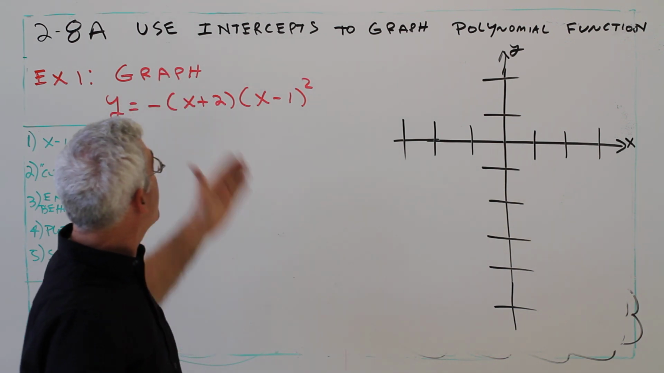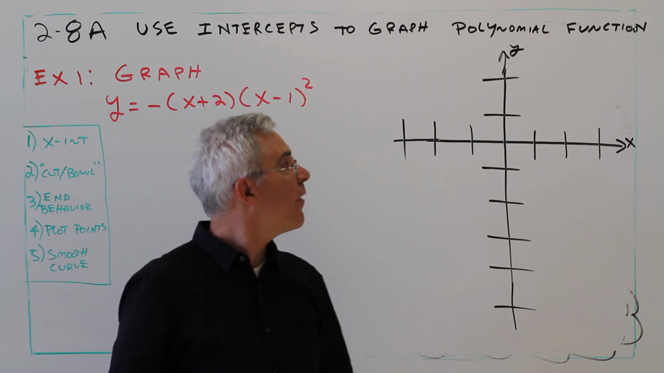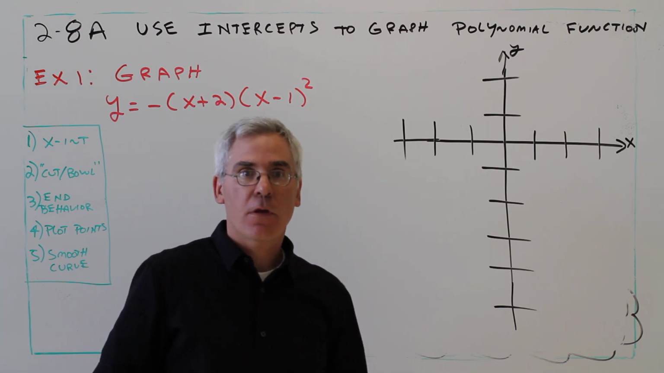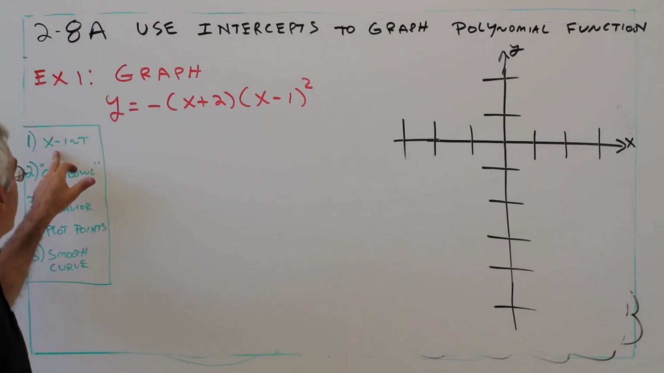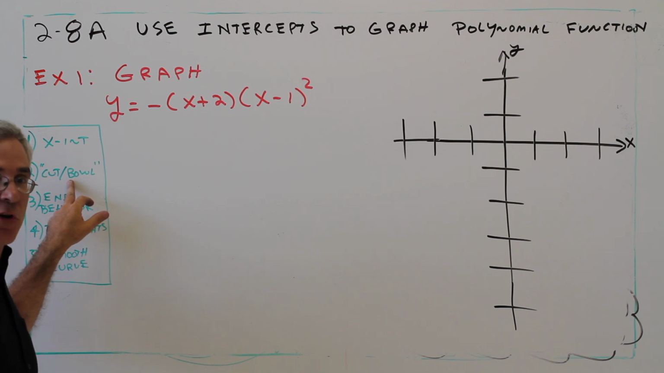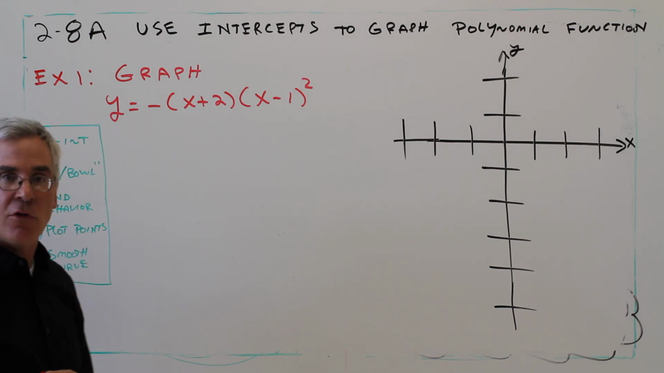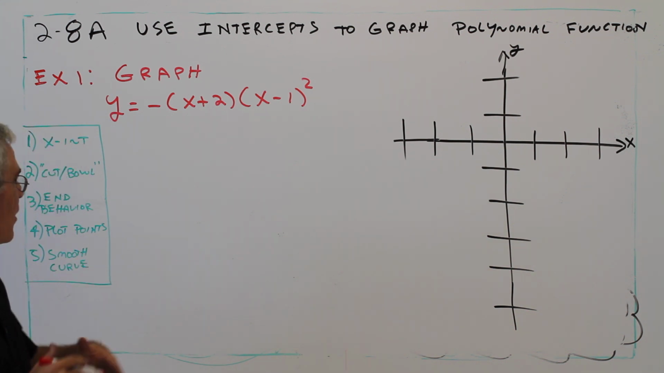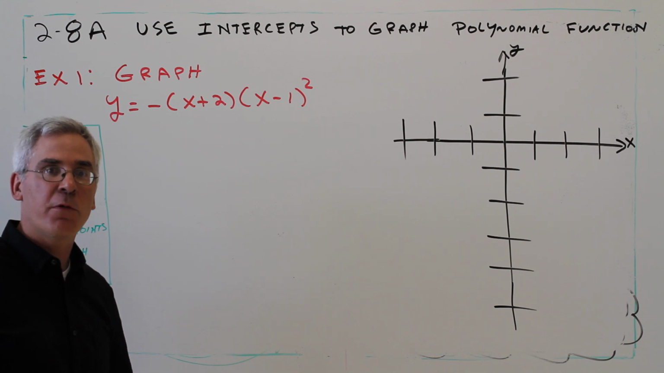This is lesson 2-8a, how to use x-intercepts to graph a polynomial function. We're going to have 5 main steps. Find the x-intercepts, determine if each one is a cut or a bowl, and I'll explain what that means. Determine the end behavior, plot a few points in between, and draw a smooth curve with arrows.